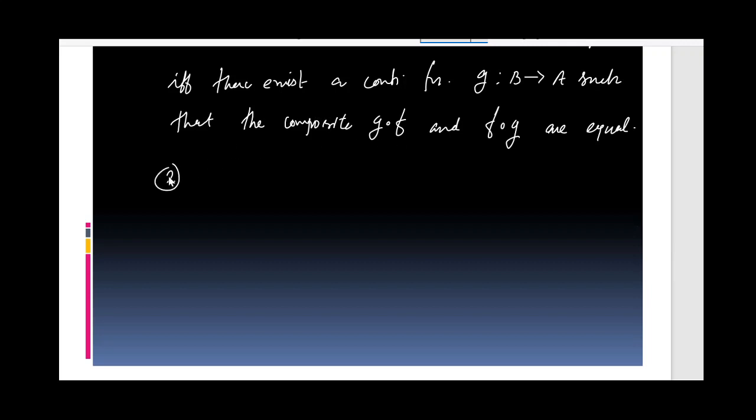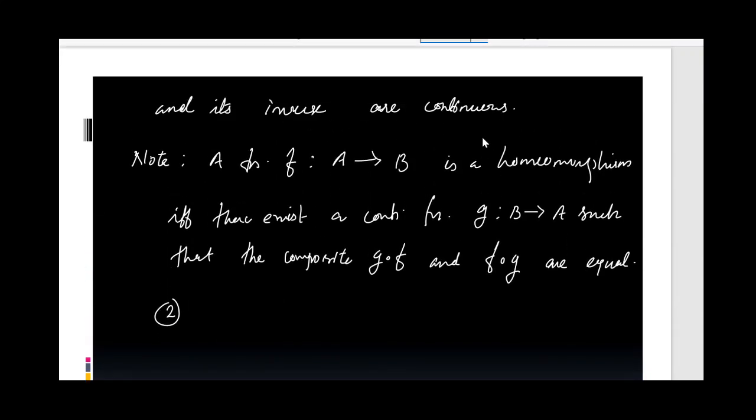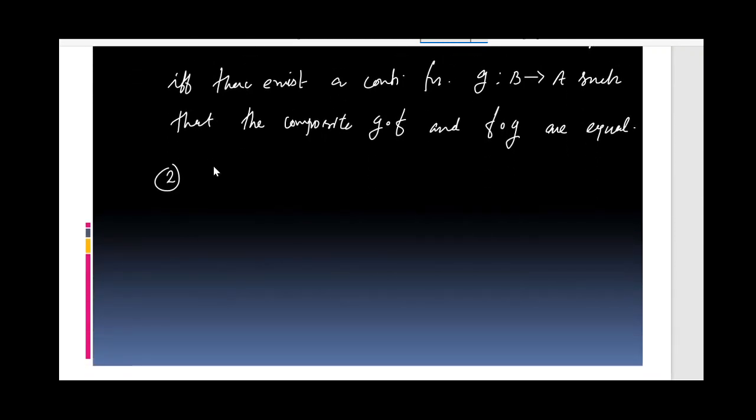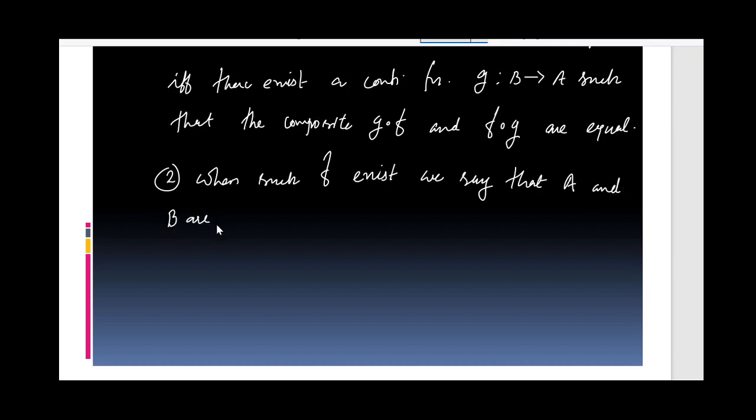When such f exists, we say that A and B are homeomorphic to each other.